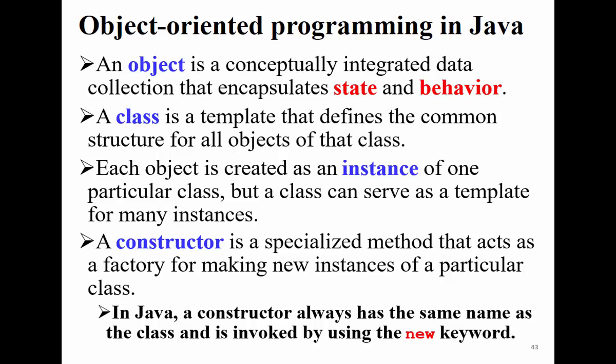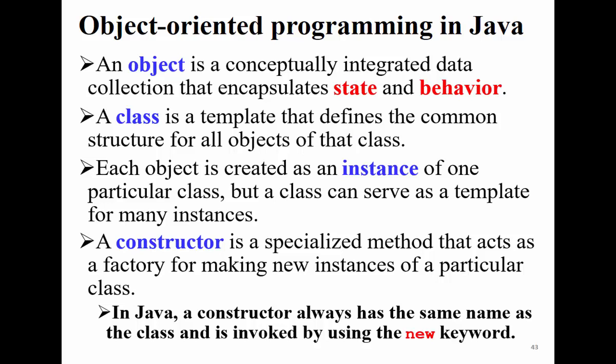Now, to be able to create an object, you have to use the constructor. A constructor is a specialized method that acts as a factory where you can create an object from the class. You cannot create an object from a class that doesn't have any constructor or has a private constructor. So if you have a class with a private constructor, no one can create an object. Like Math. Math is a utility class. You cannot create an object from the Math class. Math is a static class.